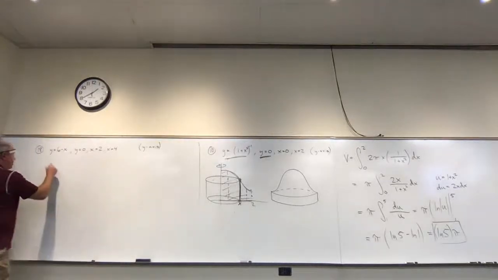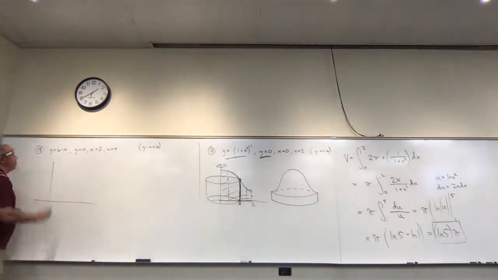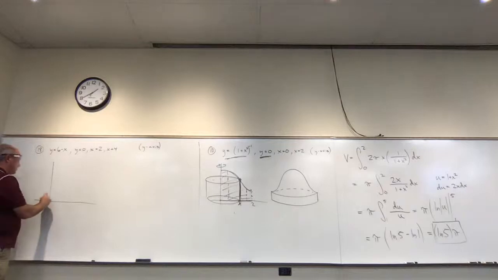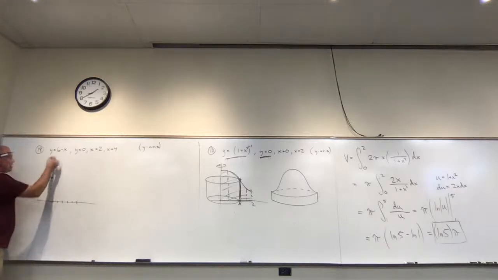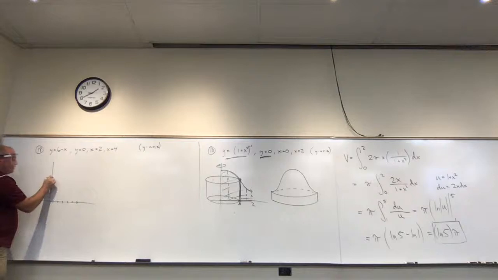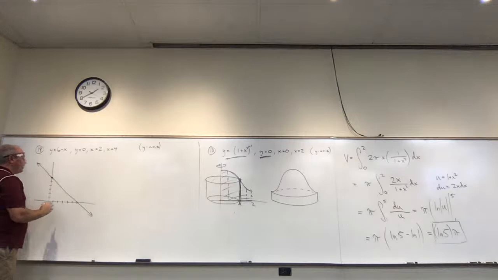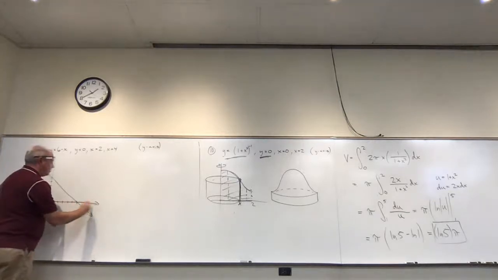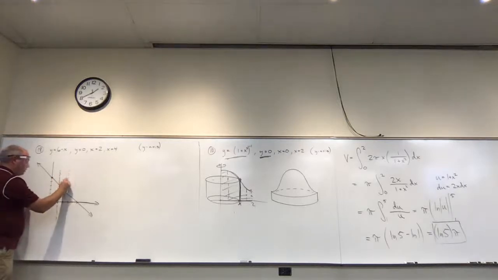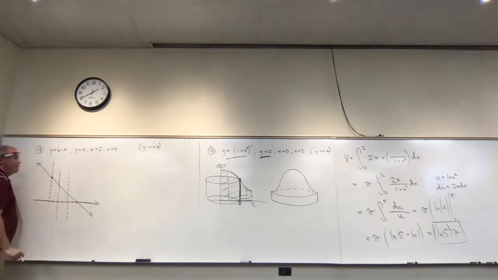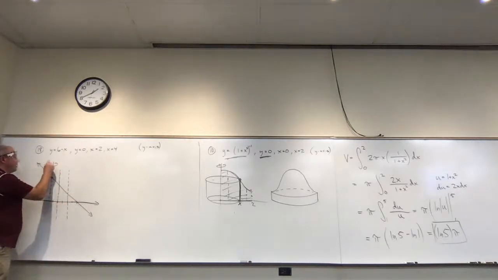So let's take a look here. We've got y equals 6 minus x. So 6 minus x, the intercept is 6, and negative x makes the slope minus 1. Then we have y equals 0, which is my x-axis. We have x equals 2, which is here, and x equals 4, which is here. And then we want to spin that around the y-axis.